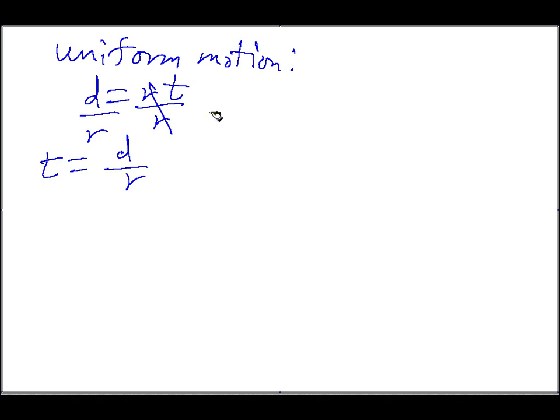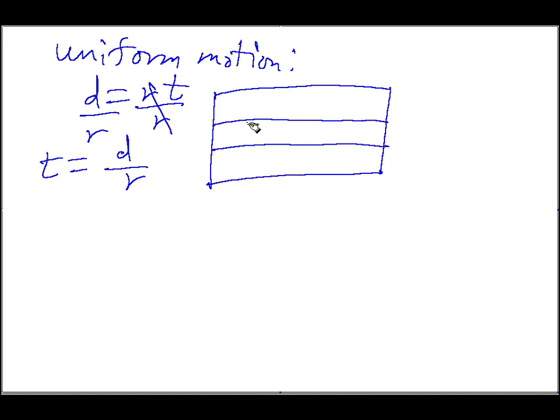So our table setup will not be rate times time is distance. It'll be distance, divided by the rate, is equal to time. Sorry, I ran out of space here. Again, the table says distance divided by rate equals time. I'll make a nicer table here in a moment.